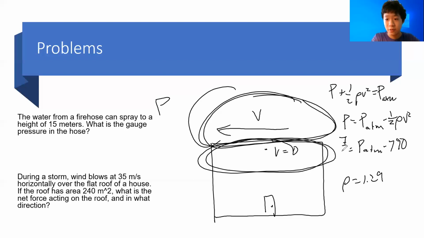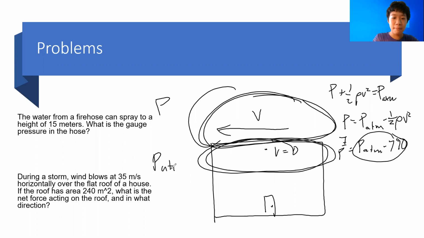So I'm going to keep this in this form. You're going to see why I did this later on. So the pressure outside is this quantity. So to find the net pressure, we have to subtract. We have to do P atmospheric minus P. So we're going to do P atmospheric minus this quantity. And as you can see here, P atmospheric will cancel out. We get 790 equals net pressure going up.